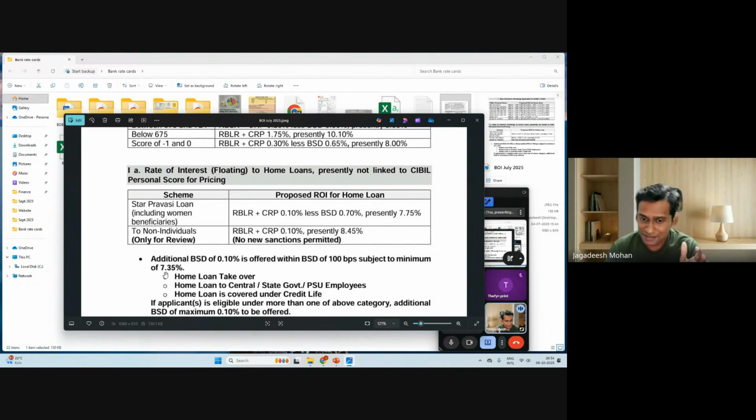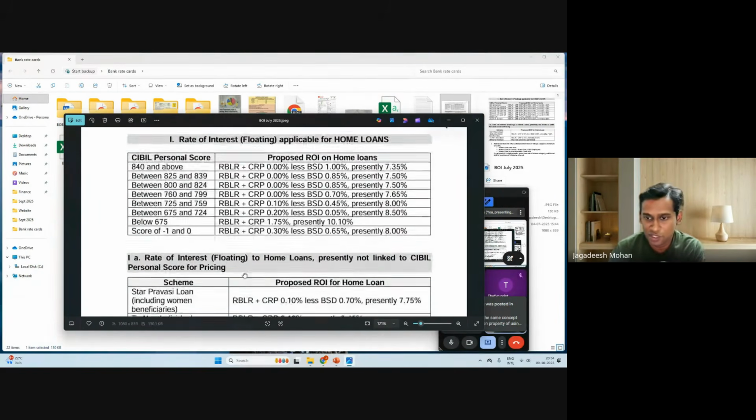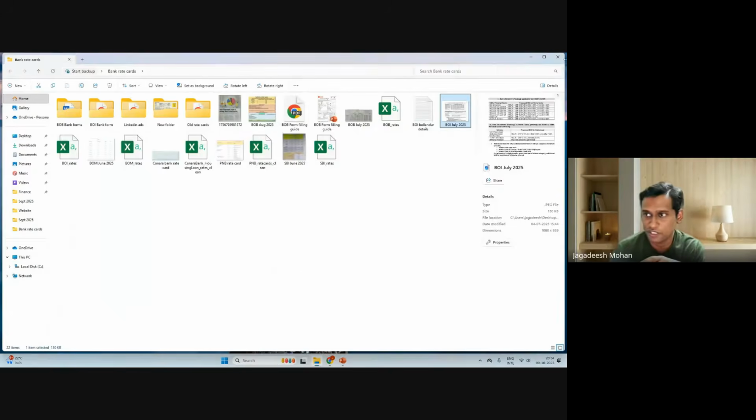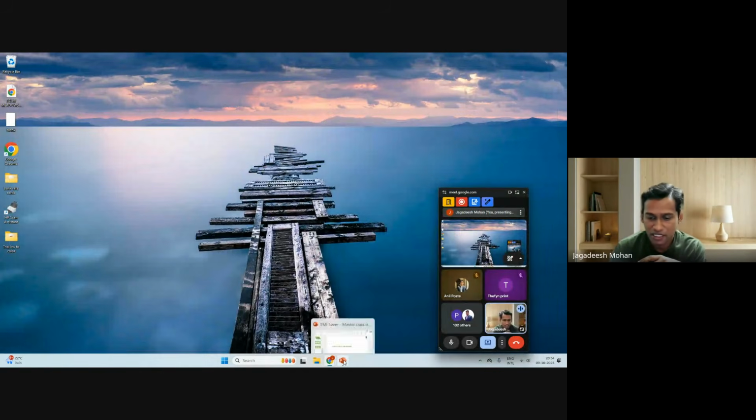So like this, every bank will have a rate card, which we, as their authorized service providers, have access to. Whenever you do a session with us, we understand your requirement, look up these rate cards, check your CIBIL score, and help you arrive at the rate that the bank will be offering you.